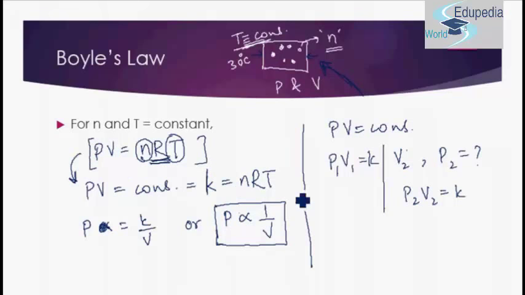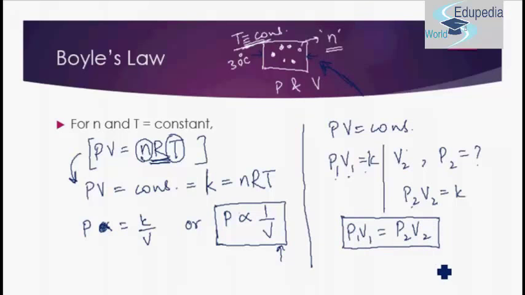PV is equal to nRT. So P1 V1 is equal to K, P2 V2 is also equal to K. That means P1 V1 is equal to P2 V2. So this is another way of looking at Boyle's law. Both these boxes represent Boyle's law, and you must understand and remember both these relationships. They are just different ways of representing Boyle's law.